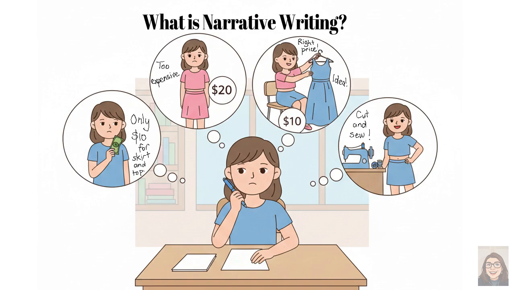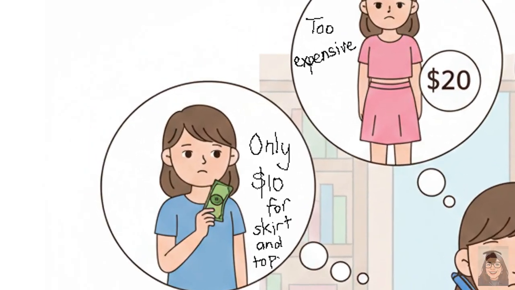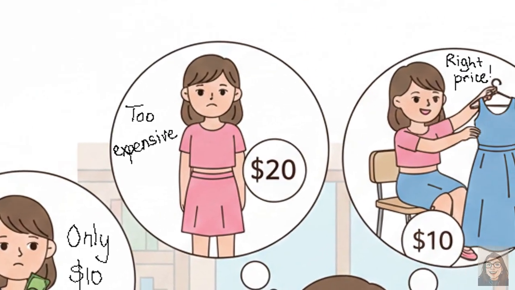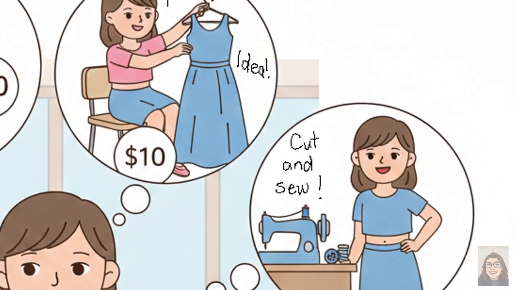Narrative writing is a type of writing that tells a story. Its main purpose is to entertain, but it can also teach a lesson or share an experience. A good narrative usually includes characters, a setting, a problem, and a series of events that lead to a resolution. It has a clear beginning, middle, and end.